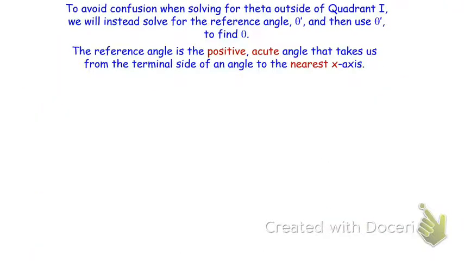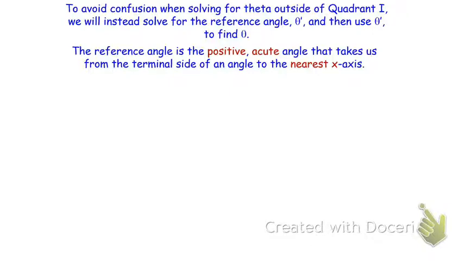Now to avoid confusion when we're solving for angles outside of quadrant 1, we're going to use the reference angle, which we call theta prime. Theta prime helps us to find the actual angle of revolution, theta. Keep in mind, theta prime, that is the reference angle, is always a positive, acute angle that takes us to the terminal side of the nearest x-axis. Always the x-axis, not the y-axis.